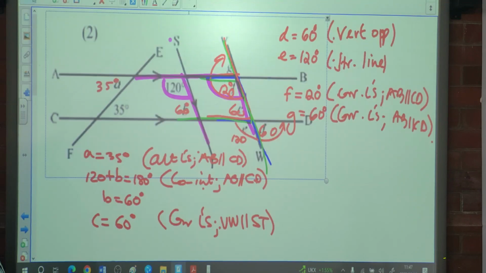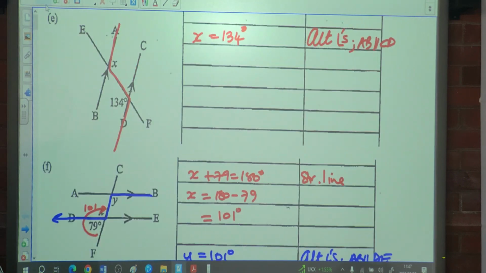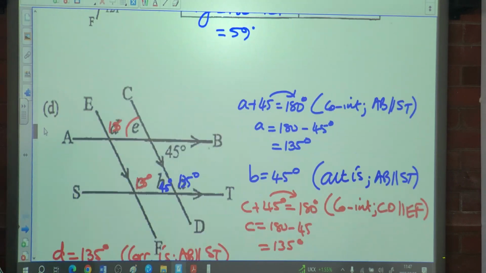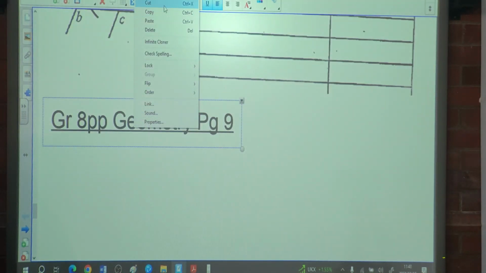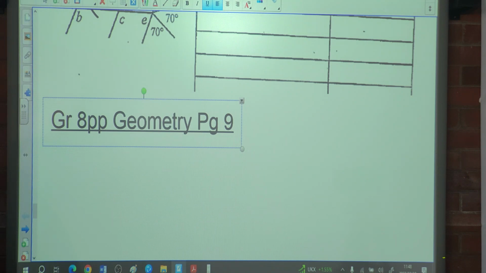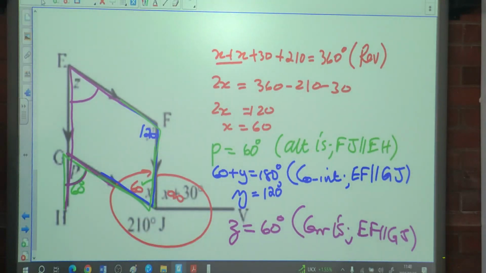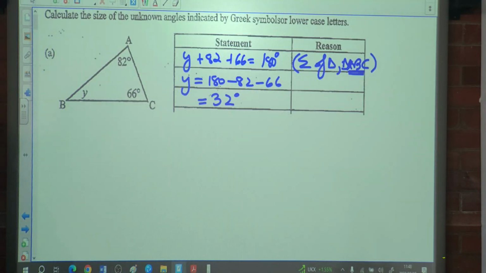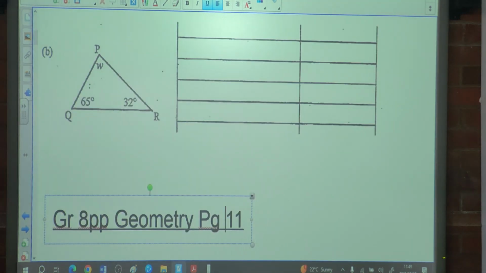Now we normally have a reference. I'm going to pause this quickly. Okay, so all sorted out.